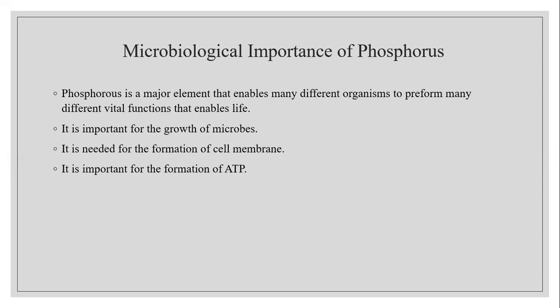Now I'll be looking at the last three importances. So phosphorus is important for the growth of microbes. According to studies, the concentration of phosphorus needed to stimulate growth of microbes is very low. Phosphorus is a limiting factor of microbial productivity. Little phosphorus can limit the growth of microbes, while a sufficient amount can significantly increase the growth.